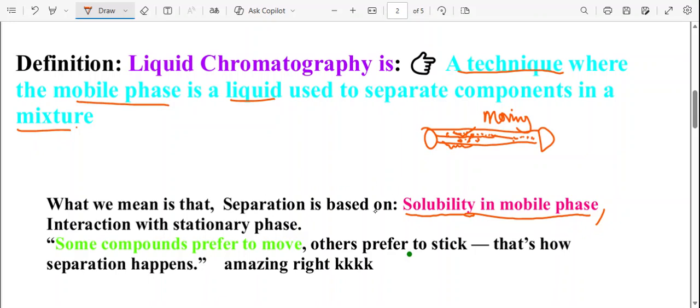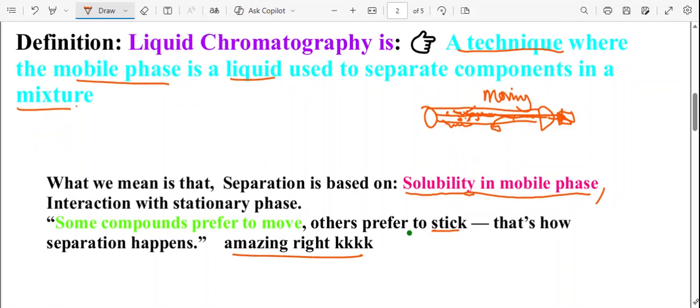So the interaction depends on the solubility and also the interaction with the stationary phase. If it sticks to the stationary phase, it will take time to elute. If it doesn't stick, meaning it interacts more with the mobile phase which is moving, and that is our liquid, it will be eluted fast. Some compounds prefer to move, others prefer to stick, and that's how the separation is done. So that is it about liquid chromatography. That is the working principle found here.